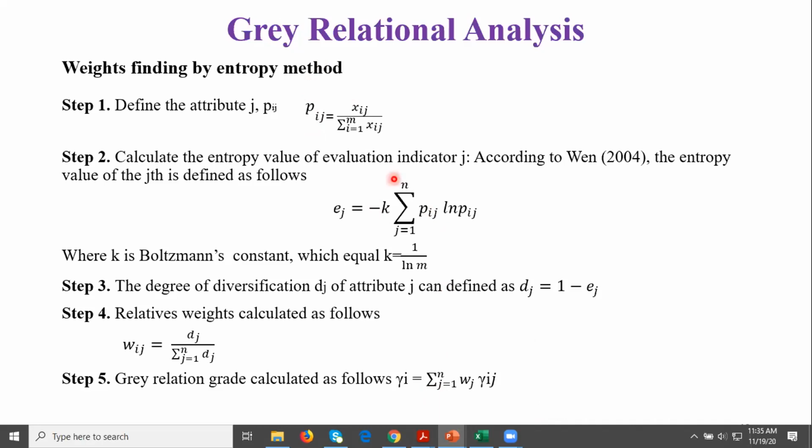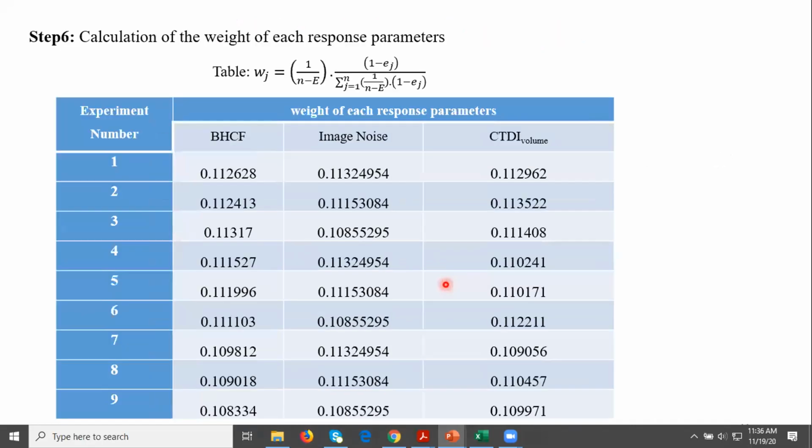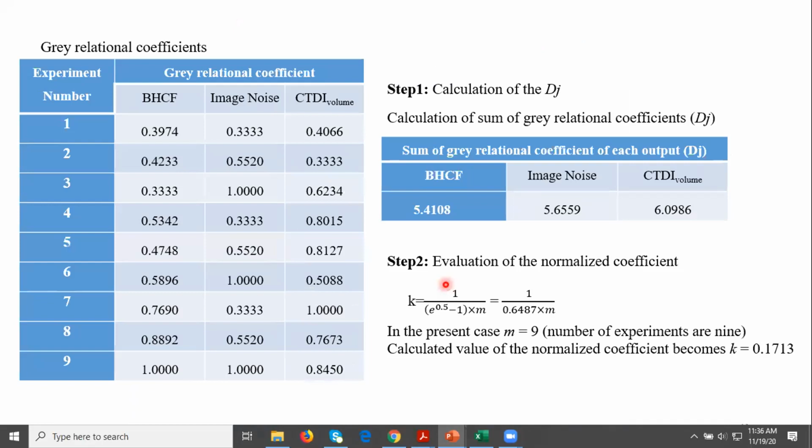This is also the third method they are using. Directly, they take the output of the experiments. I'm taking the first experiment; taking the 10 experiments, the first experiment value divided by the summation of all the experiment values. That is Pij. Then after that they get Pij times ln Pij, the logarithm values, and they take the k value. The k is equal to 1 by ln m, where m is the number of experiments.